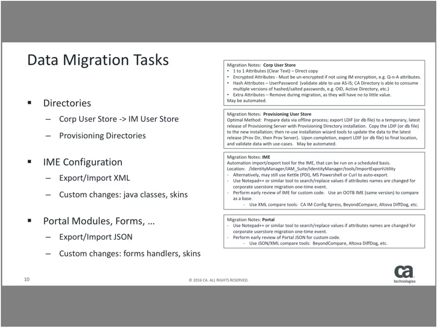In moving data from the Identity Portal, you basically export-import configurations in a JSON format, and you have to bring across the custom changes, form handlers, and skins, the same type of thing. And there's some notes on migration requirements you have for moving the corporate user store, the provisioning store, the IME or the portal components that Alan added. And there are already discussions on the CA Community Security site related to a number of the topics that we cover here. So we're pointing to what needs to be considered for doing the data migration task and putting the new environment in place.